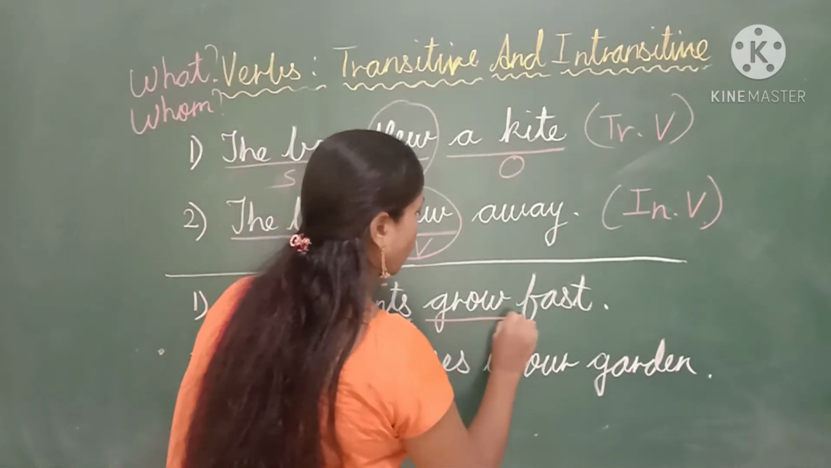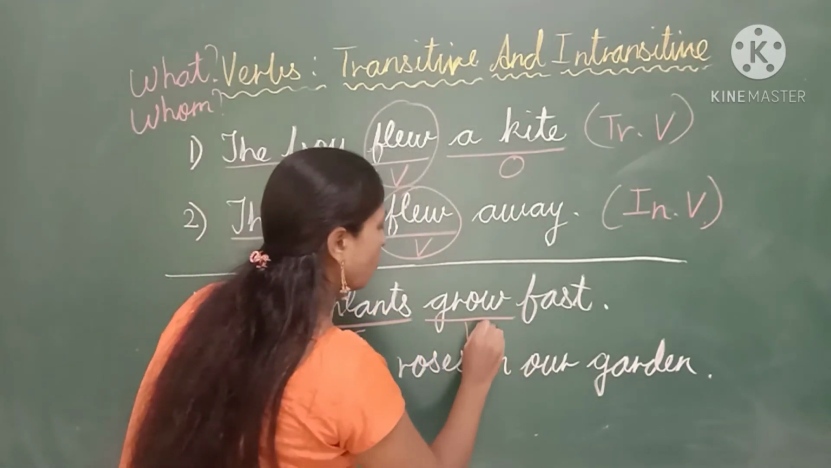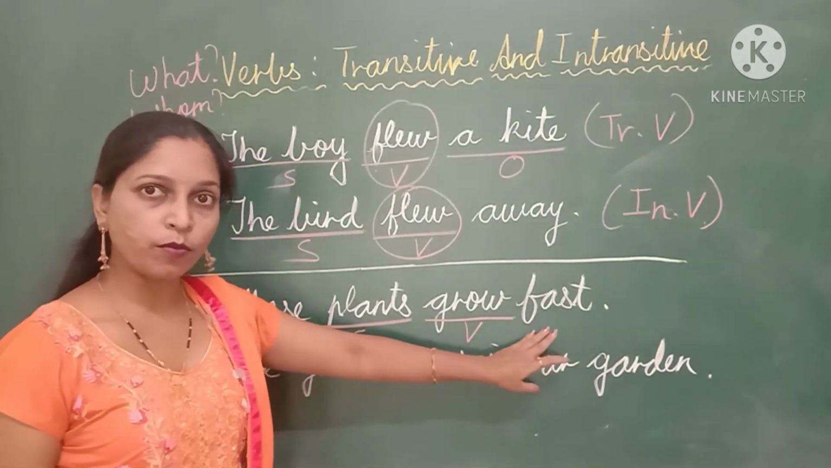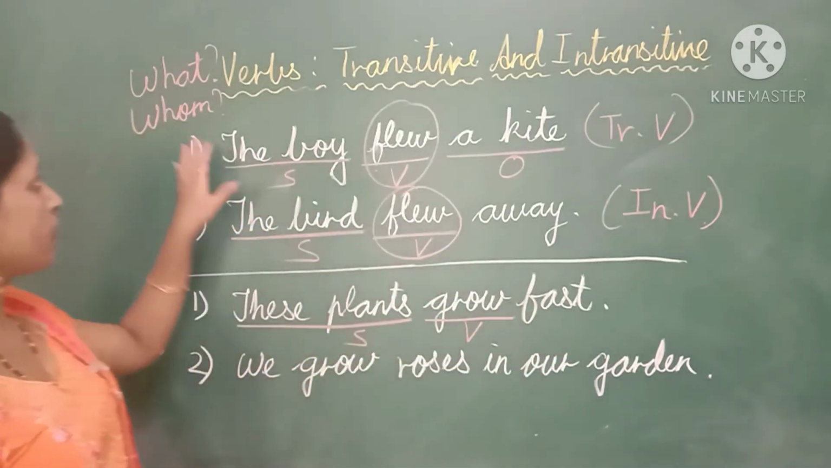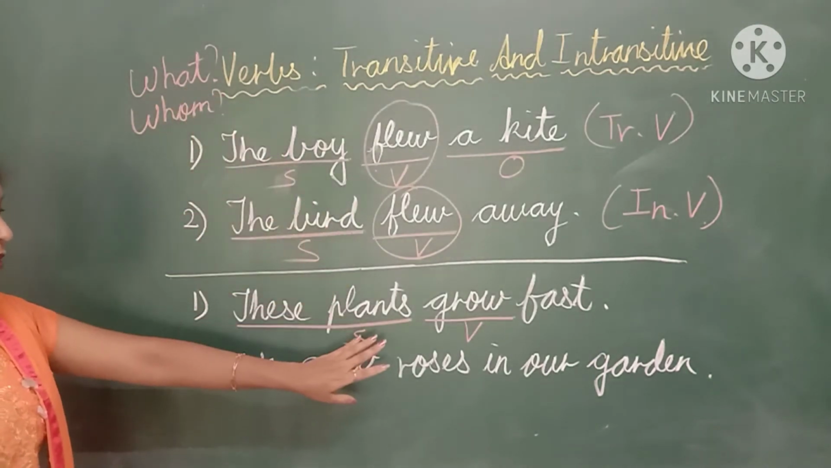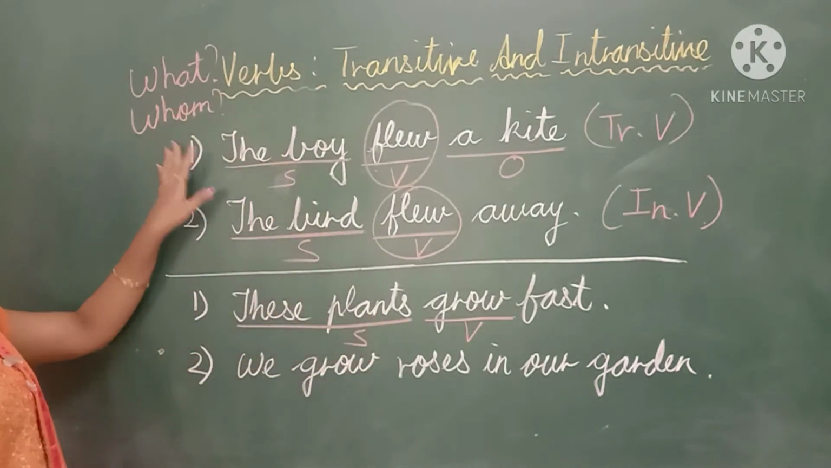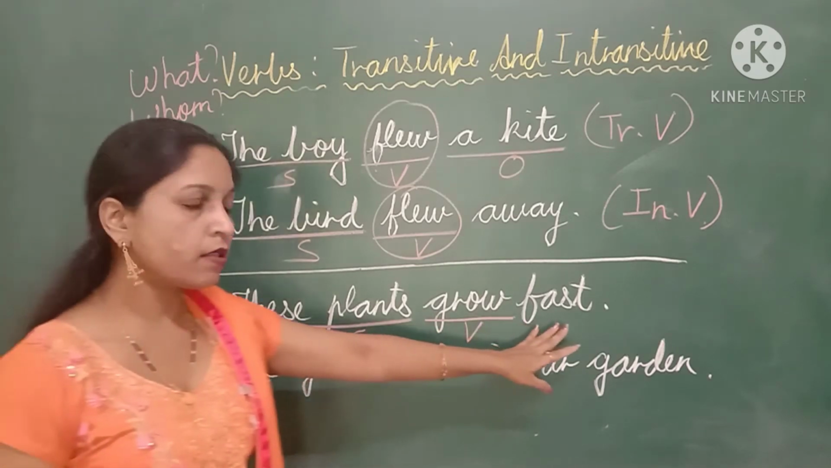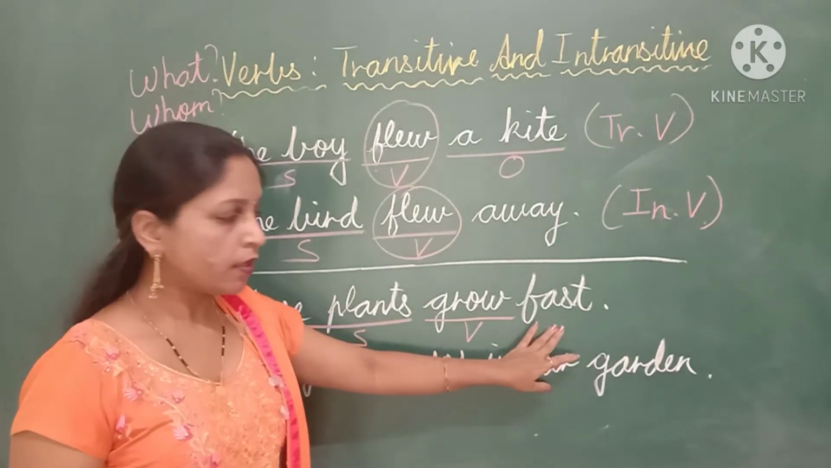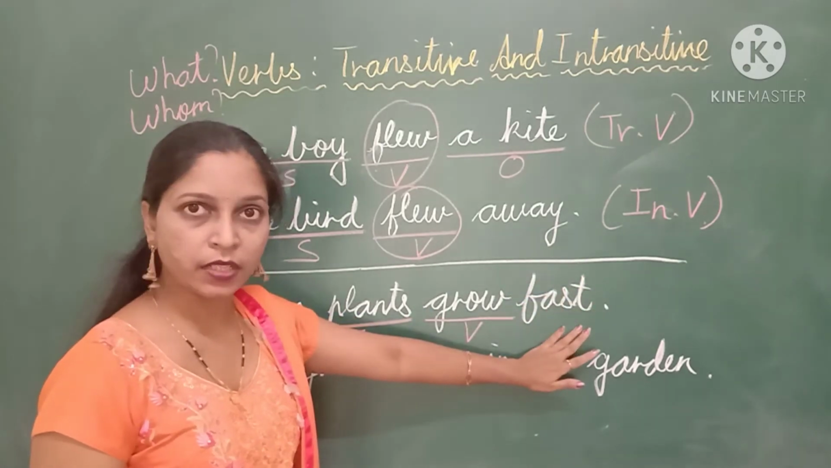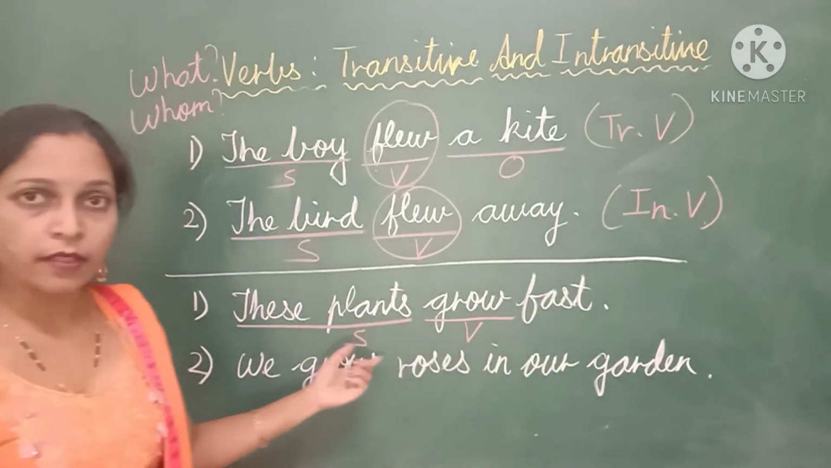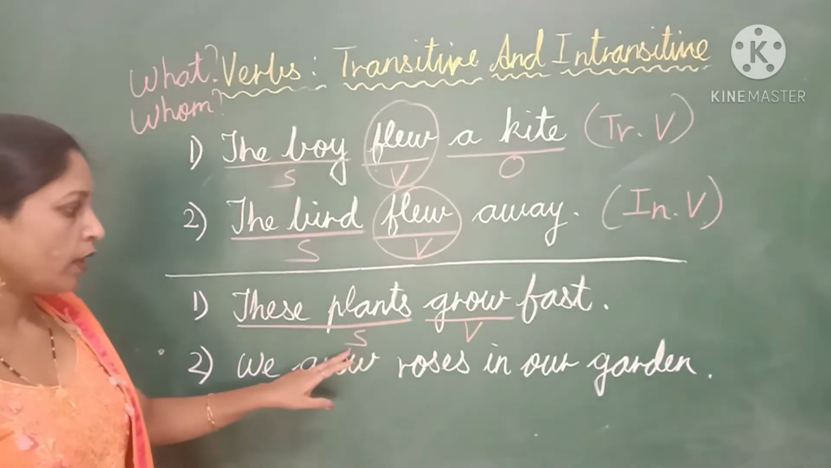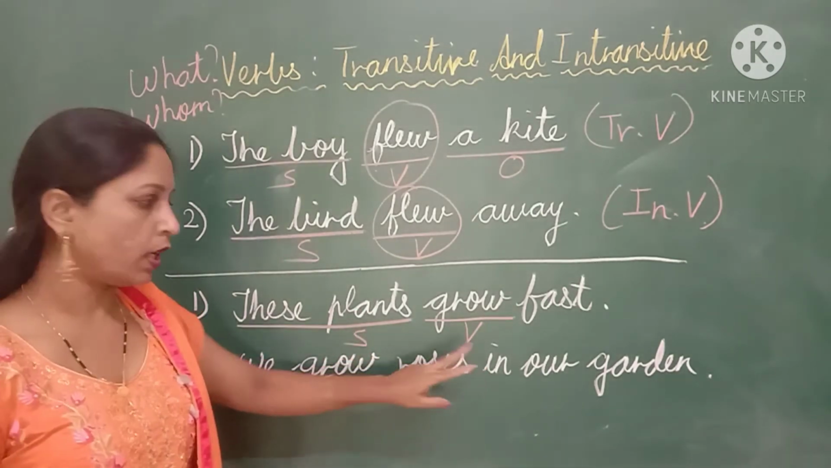Grow. Okay, grow is the verb. Is fast an object of the sentence? Does it answer the question, what did the plants grow, or whom did these plants grow? No. So, fast is not the object of the sentence. So, we do not have an object here. Still, the sentence is making a complete meaning, a complete sense with the help of subject and verb only.